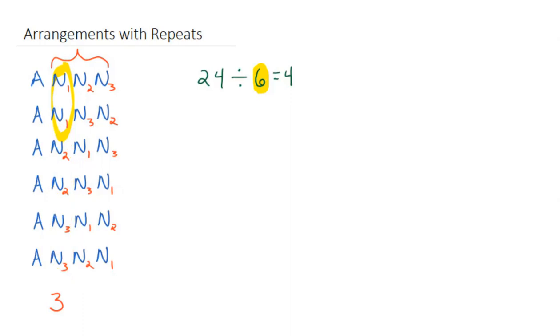Now, once I decide on one of those choices, let's say I decide on N1, then I have 2 choices for what goes in my second slot, and I can see those there. If N1 is first, then N2 can be second, and N3 can be third. Now, once I decide on one of those, say I choose N2, then that forces my last option. I only have one option for the last guy.